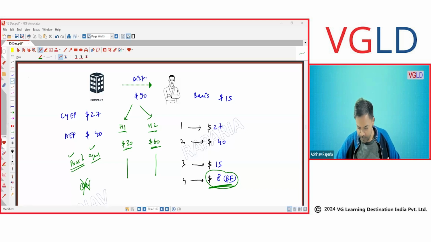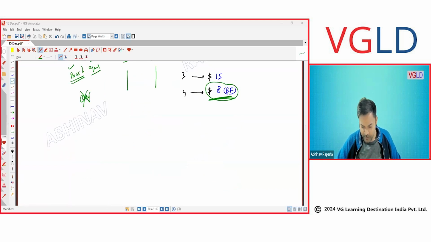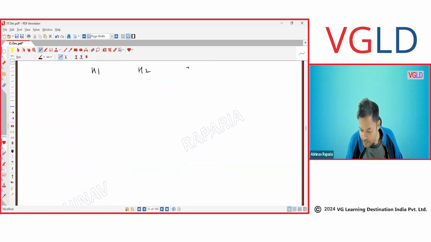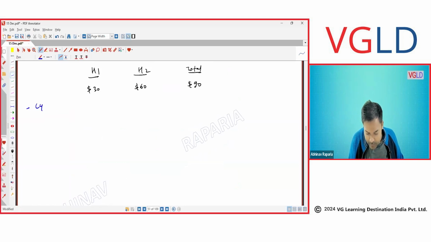Let's try 30 and 60. Brilliant. First half, second half, total: 30, 60, 90. I'm having current year's earnings and profit, which is 27,000.